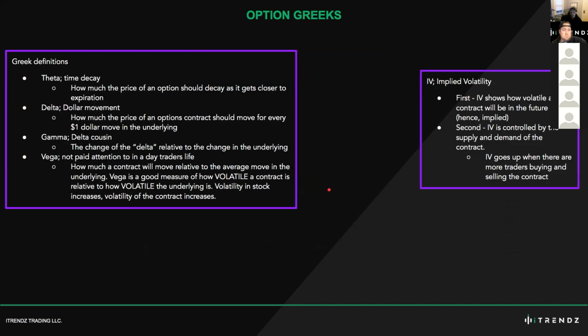So let's keep on going. The options Greeks. This is important to know, and it can be a little confusing, so I'm going to try and break it down as simple as possible.